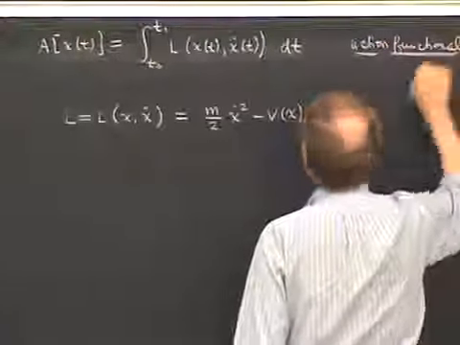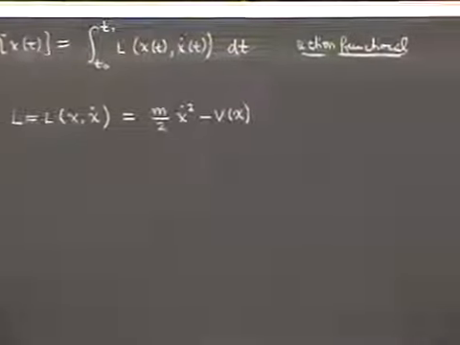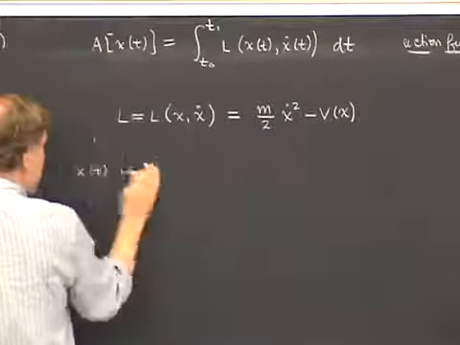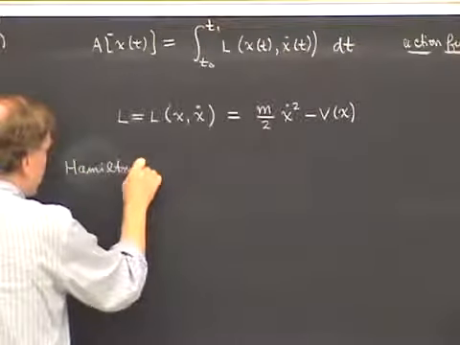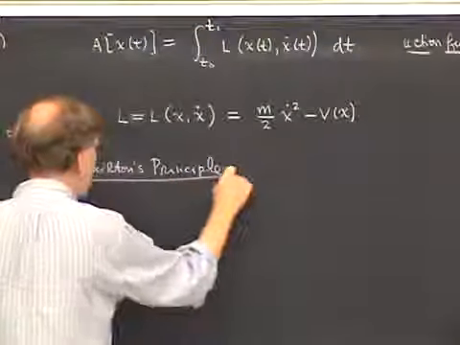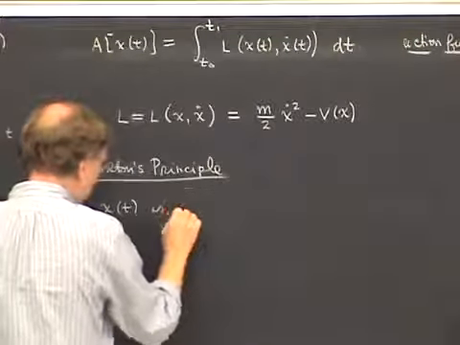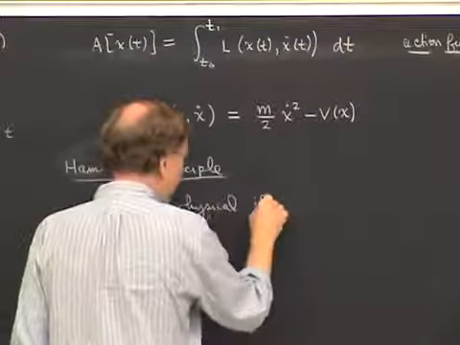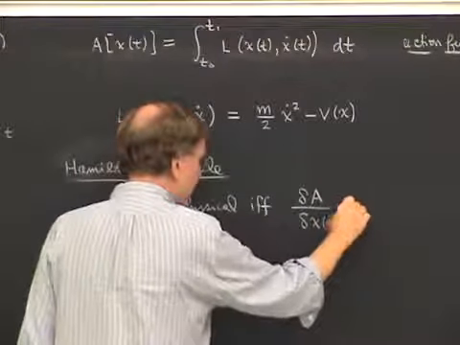Action functional. All right. Now, there is, however, something that characterizes the physical paths. This is called Hamilton's principle. So I'll write that out. Hamilton's principle, which was enunciated at least 100 years before quantum mechanics, says that x of t is physical, that means it satisfies Newton's laws, if and only if the functional derivative of the action with respect to the path x of t is equal to 0.